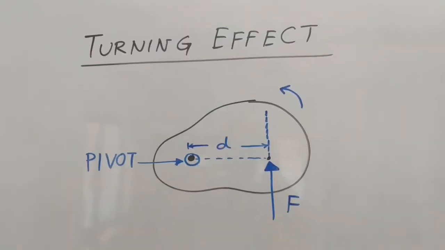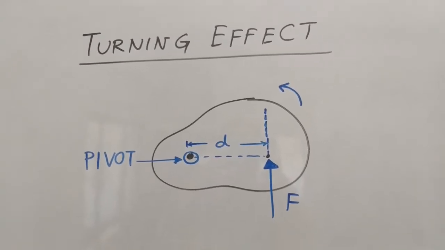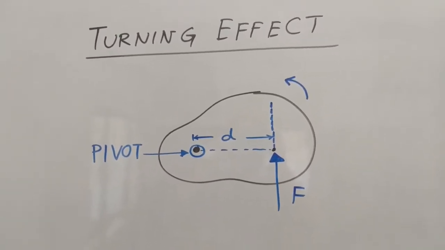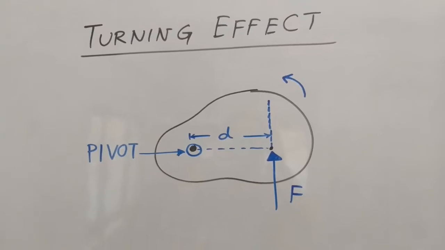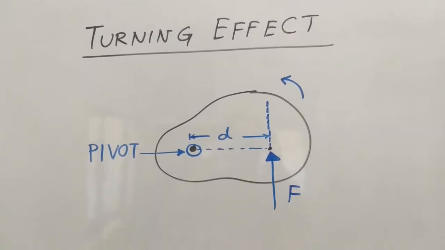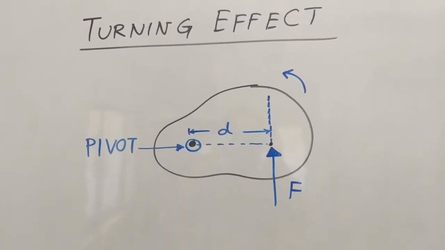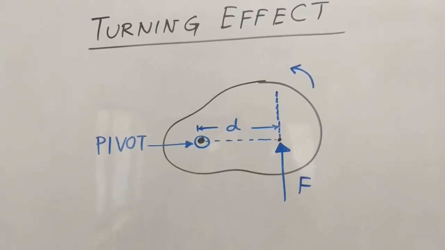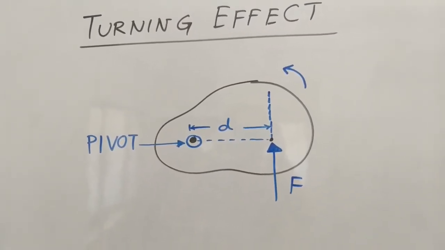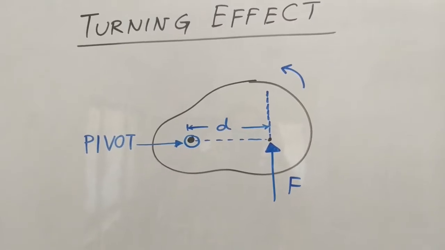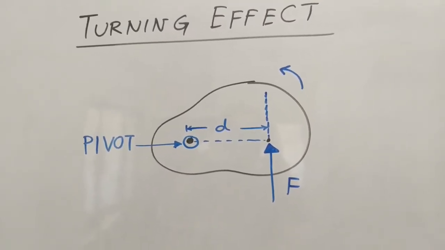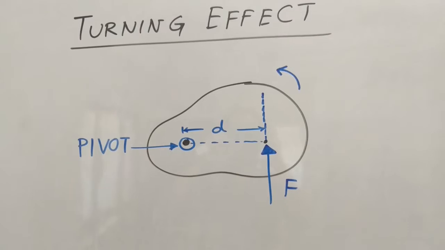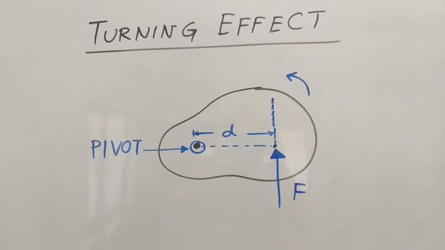So here is the diagram through which I'll show you the turning effect of force. We have taken an extended body, you can see, with irregular shape, and you can see there is a point where it is fixed, and this point is known as pivot, as you can see in the diagram, and we have applied a force F at a perpendicular distance D from the line of action of the force. Okay, so please draw this diagram and I'll explain you the rest of the thing.